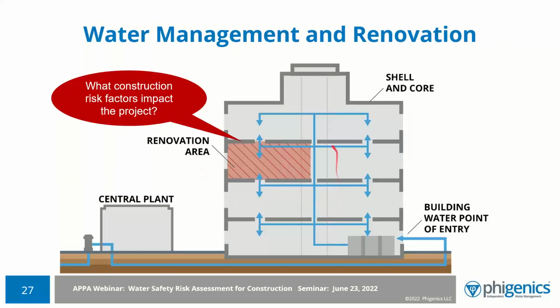You already have an active water system, so how would you isolate the renovation area so that the water can flow around you, but then you take the system offline? Maybe you can't do that. Maybe you have to flush fixtures within the zone of renovation. How are these construction risk factors impacting this project? Will that impact the water main at the point of entry, or is it at a central plant?